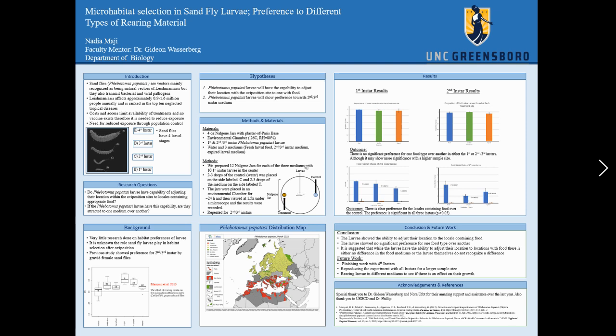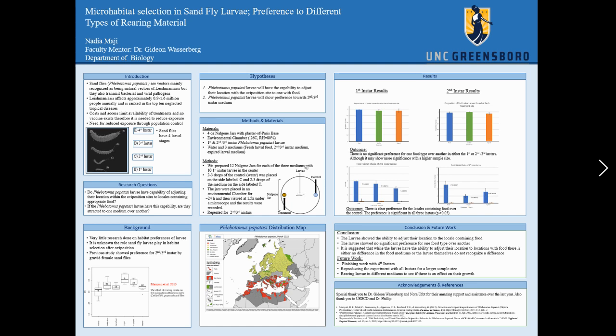So we prepared 12 Nalgene jars for each of the 3 mediums, with 10 first instar larvae in the center. 2 to 3 drops of the control, in this case water, was placed on the side labeled C for control, and 2 to 3 drops of the medium were placed on the other side labeled T for treatment. The jars were then placed in an environmental chamber for approximately 24 hours, and then viewed at 1.5 under a microscope, and the results were recorded.